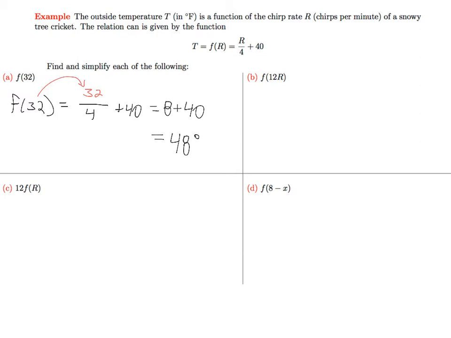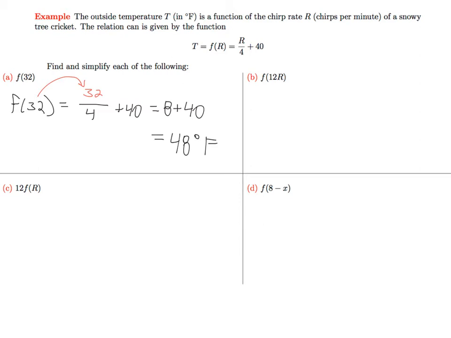And in this case, this actually has some practical meaning, and that is when the snowy tree cricket is chirping at a rate of 32 chirps per minute, the outside temperature is going to be 48 degrees Fahrenheit. Okay, so for these others, we may not have a practical interpretation, but for the mechanics of the mathematics, let's see how we can evaluate these expressions as well.